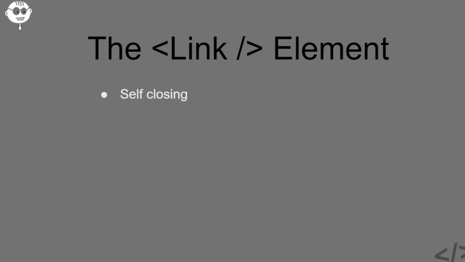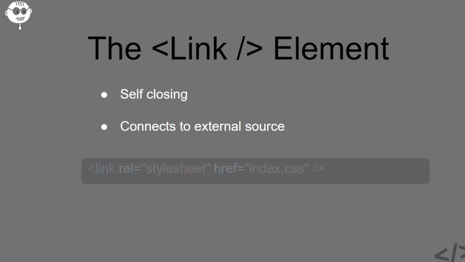The link element is self-closing. It connects your HTML document to an external source. In our example, we want to bring in a CSS file. CSS, or cascading style sheets, is a way for us to customize the look of our HTML elements. We won't go deep into CSS right now, but I do want to show you how to link a CSS file to our document.